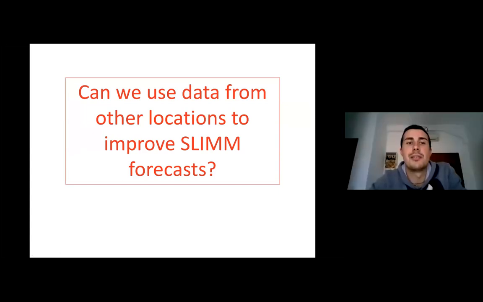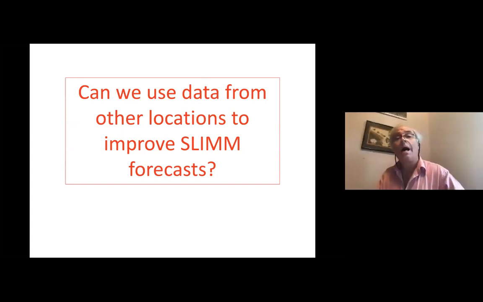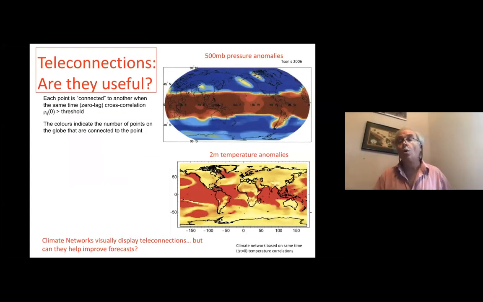Okay, perfect. So the question then arises: can we use data from other locations to improve SLIM? All I've done to make those forecasts is to take long series at each data point, use the very long memory from the power laws, and use those to forecast the future at that point. You would think that you could use teleconnections. So can you use teleconnections to improve?